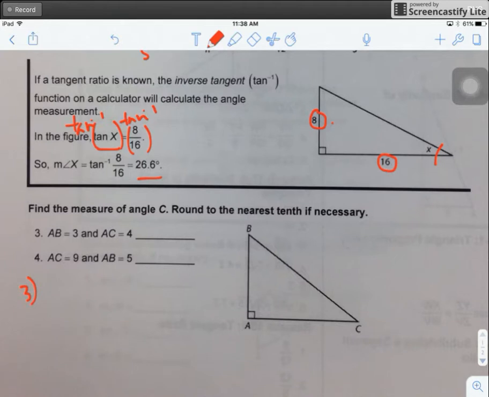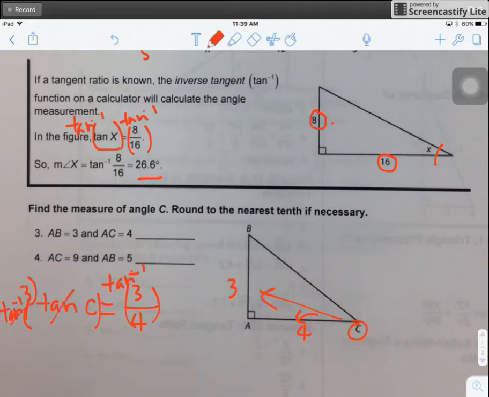Number 3, we're given that AB is 3 and AC is 4. And we're asked to find angle C. So in terms of angle C, we actually have a tangent ratio because we have opposite over adjacent. So the tangent, we can set up a ratio. Tangent of angle C is equal to opposite, which is 3, over adjacent, which is 4. And again, to undo the tangent, we're going to apply tangent inverse to both sides, which causes the tangent to cancel out. So we have C by itself is equal to the tangent inverse of 3 divided by 4.